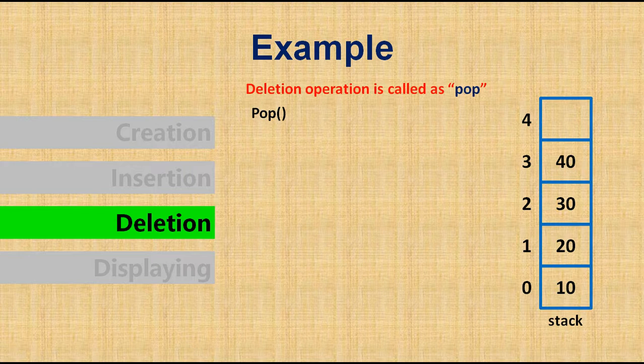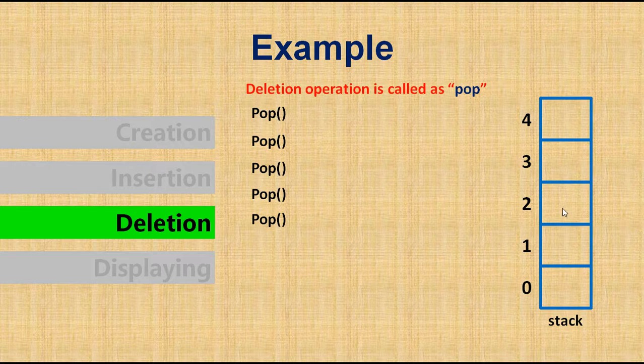Again I am popping, so 40 will be removed here. Again top is reaching the 30 location, so now again pop, and 30 will be removed. Again I am popping, so now 20 will be removed. Again I am popping, so 10 will be removed. Now our stack is blank, but still if I fire pop, it gives the message: stack is underflow. That is, no item is available in the stack.